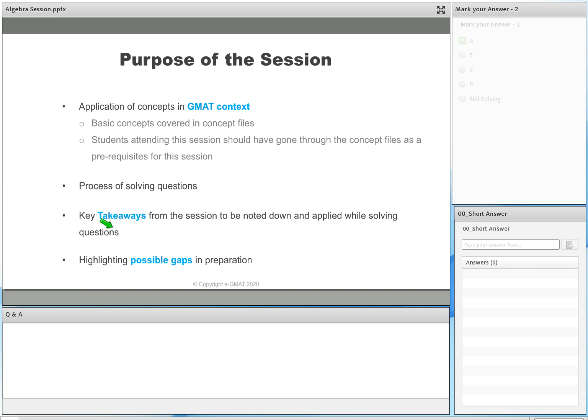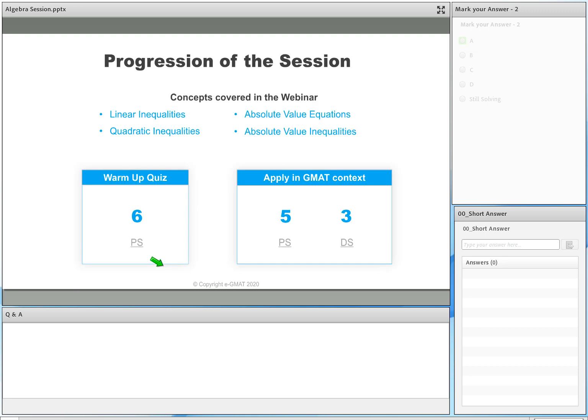And as we know, identification is the first step. Once you know what you do wrong, only then can you correct it. So make sure you make these notes, and we'll be able to highlight possible gaps in your preparation. You will clearly see, okay, this is something I knew, this is something I did not know. These are all the concepts that are covered here in the webinar today.